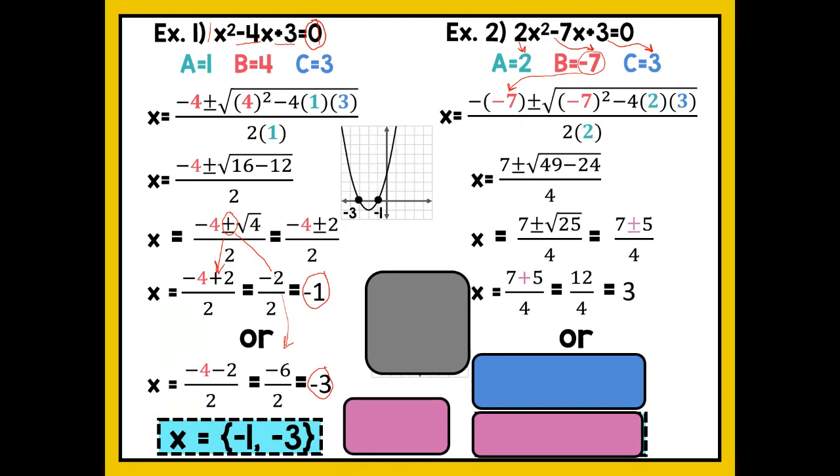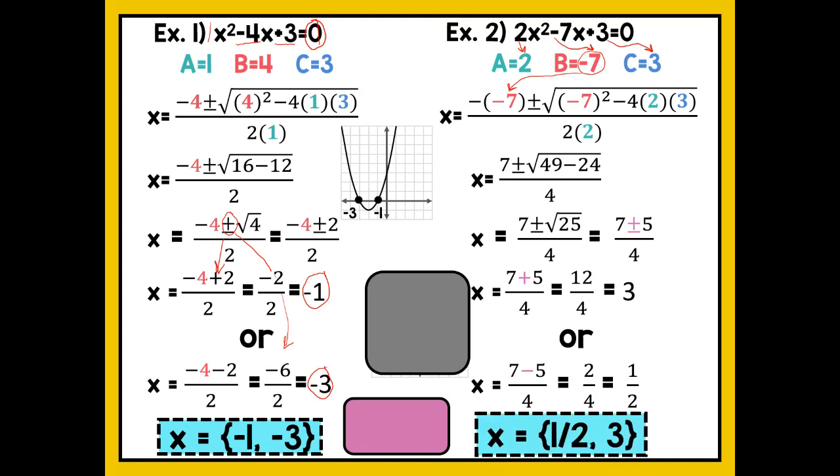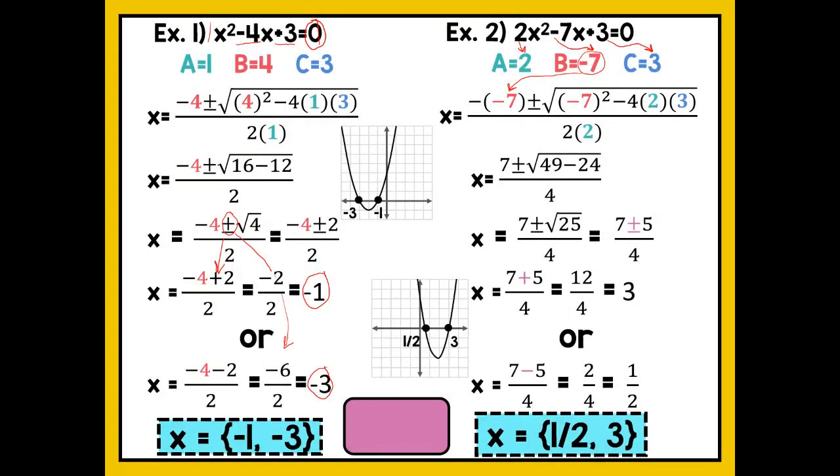When we take the plus case first, we simplify and find that x is equal to 3. The next thing we'll look at is the 7 minus 5. So 7 minus 5 divided by 4 is 2/4 or 1/2. So the other set of solutions for this problem is 1/2 is a possible solution and 3 is a possible solution. So just like before, I'll let you look at the graph.